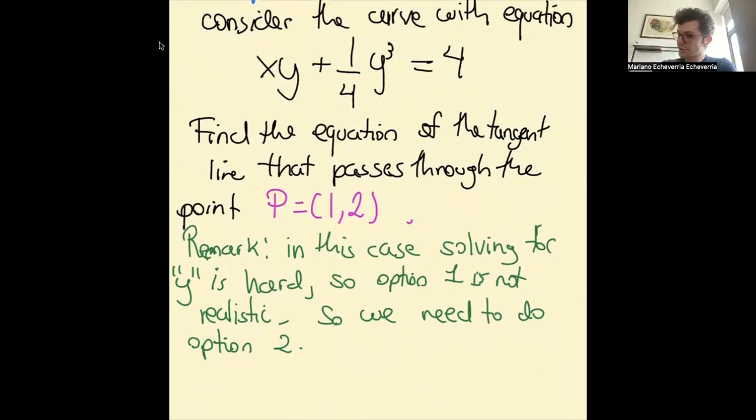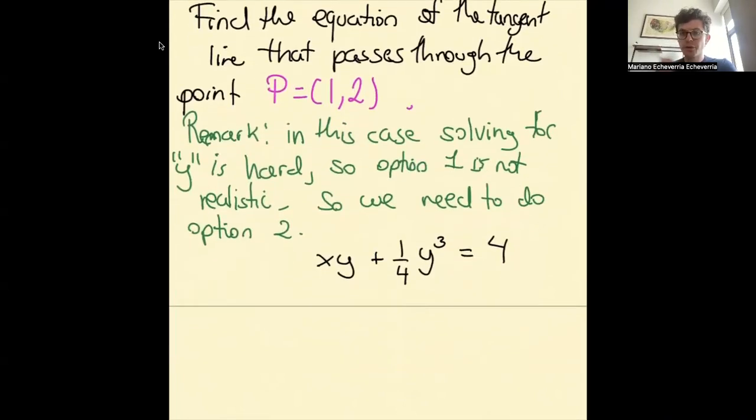So what was option 2? Option 2 is literally copy the equation. So it's xy plus 1/4 y cubed equals 4. And what do we do in option 2? We just take the derivative of both sides with respect to x. So let's write that down.